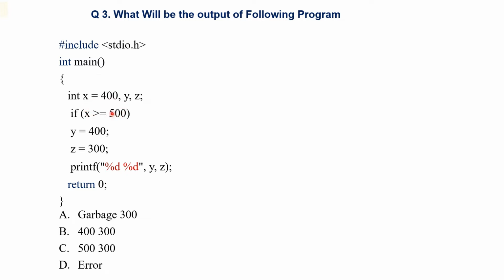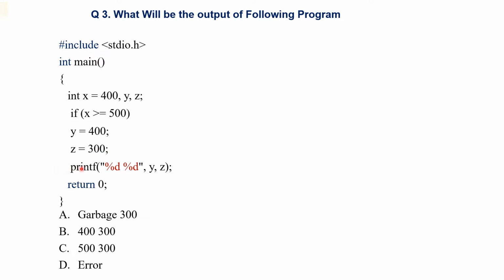So hence, as this condition is false, statement after if will not be executed. So that means this statement will not be executed, and hence after evaluating this condition, control will be directly transferred to the next statement after if statement. So that means this statement will be executed, and with this z is assigned with the value 300.